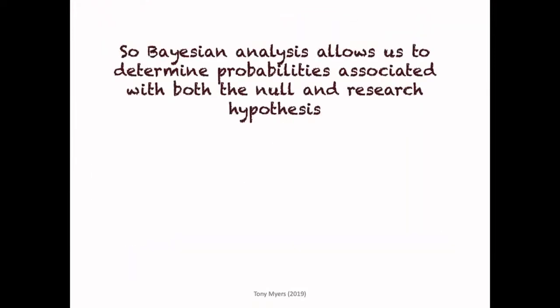So, Bayesian analysis allows us to determine probabilities associated with both the null and the research hypothesis. And that's something we can't do with traditional hypothesis testing because we assume the null's true. So all the probabilities are based on assuming the null's true in the first place.